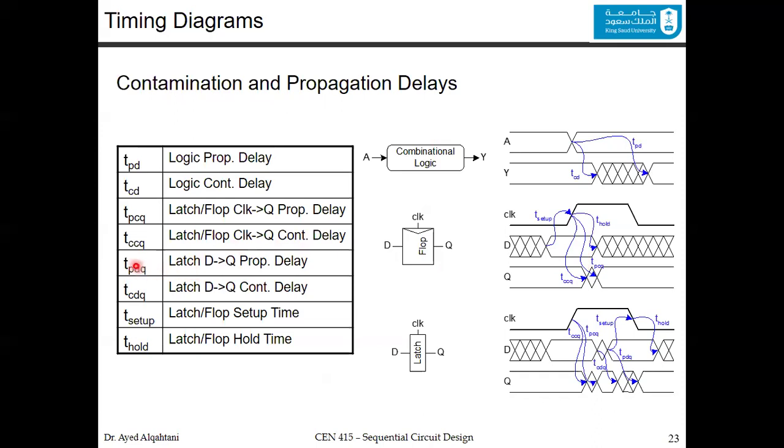For the latch, we have the propagation D to Q and contamination D to Q. In the latch, we usually care about this time from D to Q. So we have a contamination from D to Q and a propagation from D to Q. We could also have clock to Q in the latch, but usually we care about D to Q more than the clock to Q.